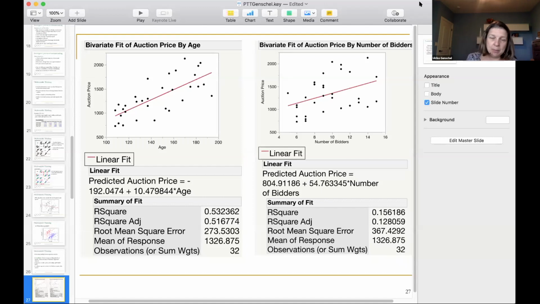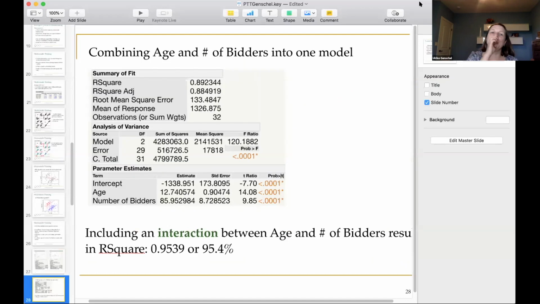And so what happens when you combine both the variables into a multiple linear regression model, you will actually get a tremendous improvement in your model that is more than I would have expected. You come up with almost 90%. So remember, the one was 53%, the other one was 15%. 90% is quite an increase.